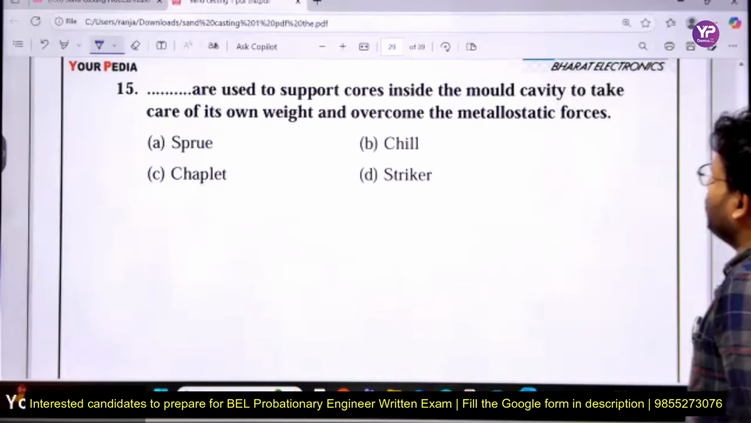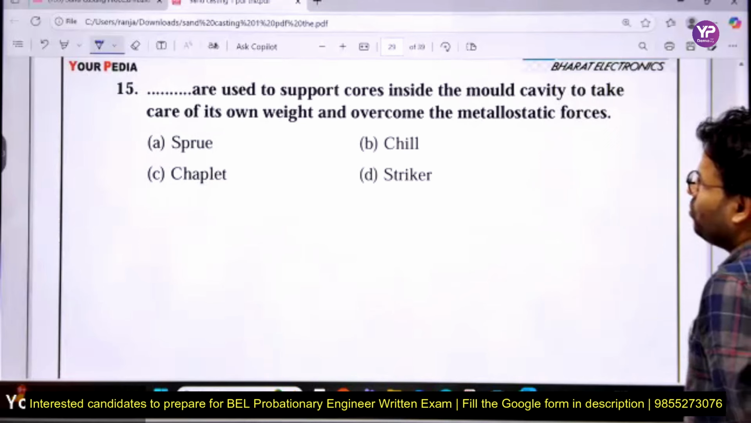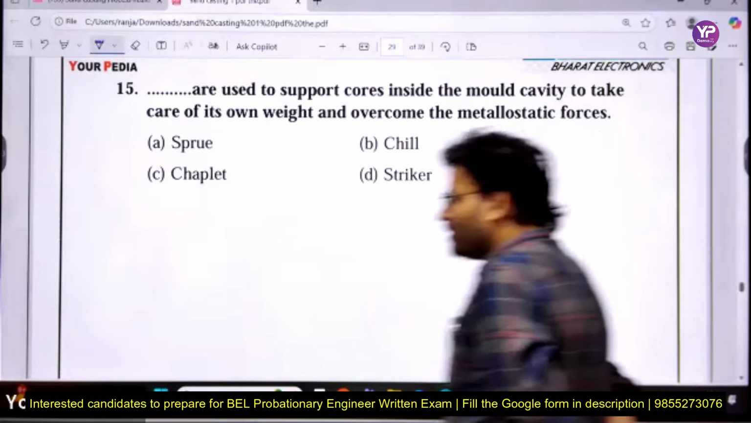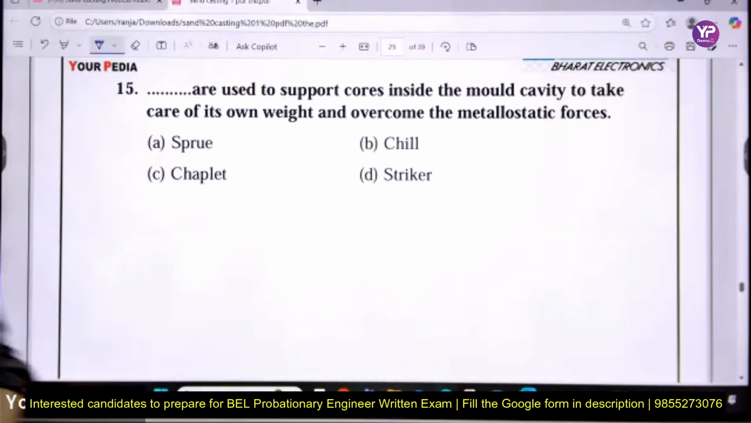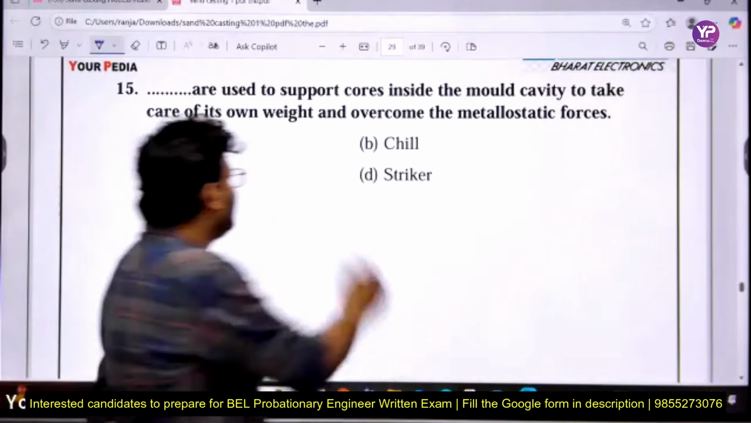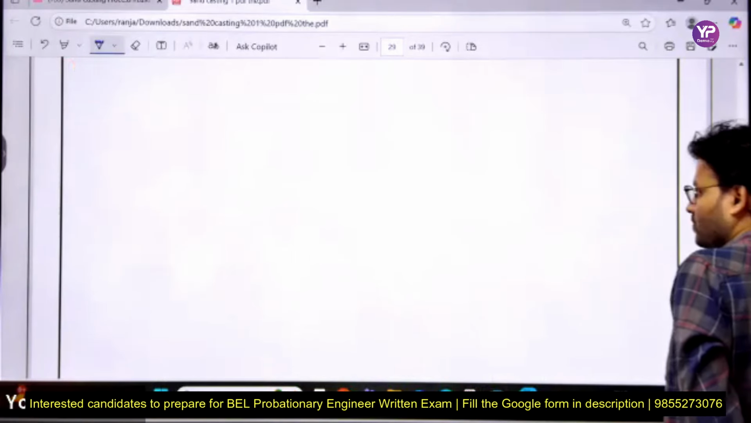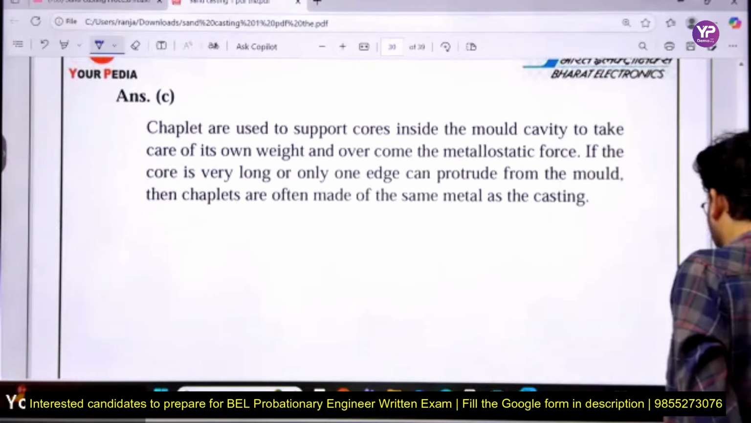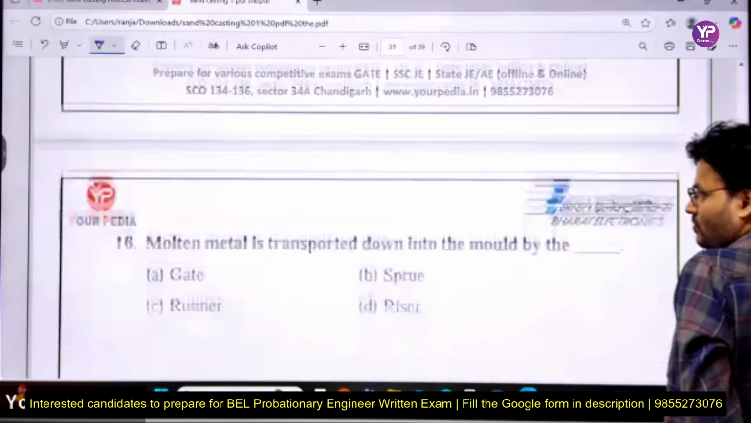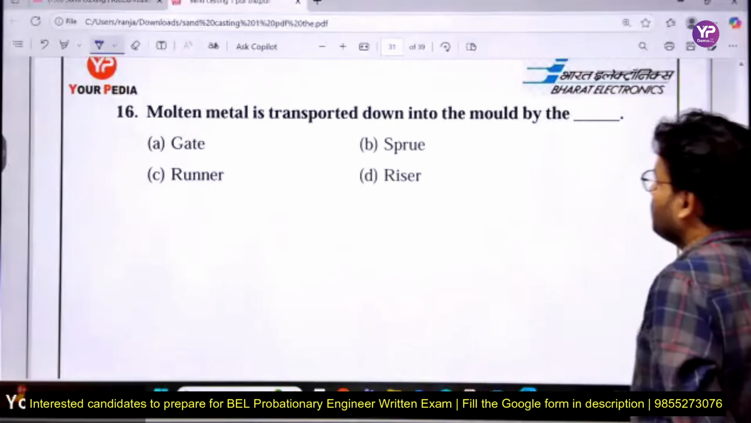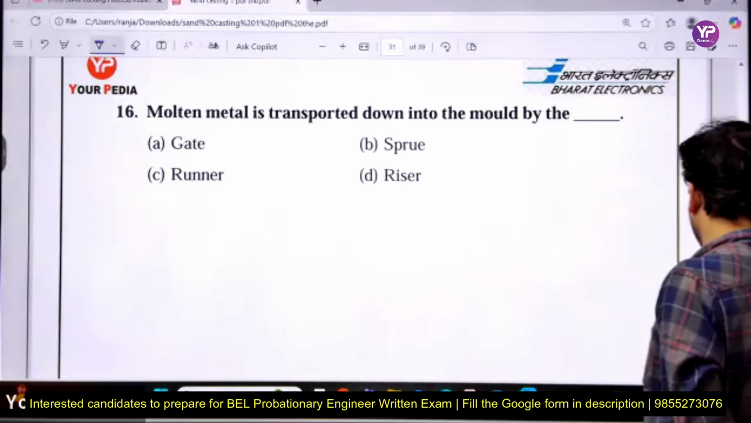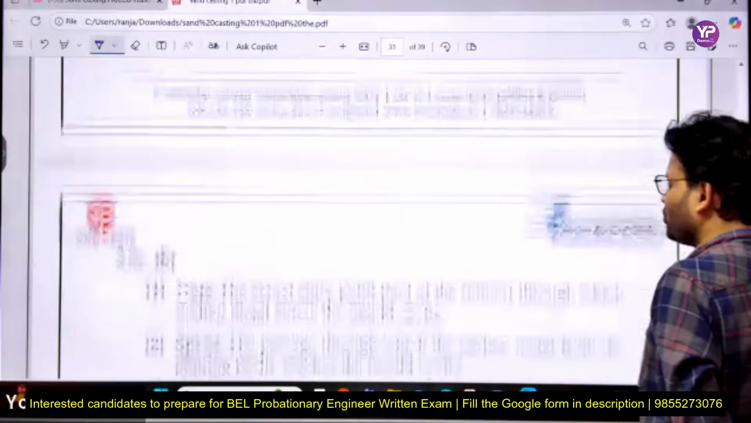These are used to support the core inside the mold, to carry its own weight and overcome the metal force. What will be the answer? What can we answer? Everyone? Right, great, chaplet. I will come back to that once I discuss the riser, then I will take that question. Don't worry.